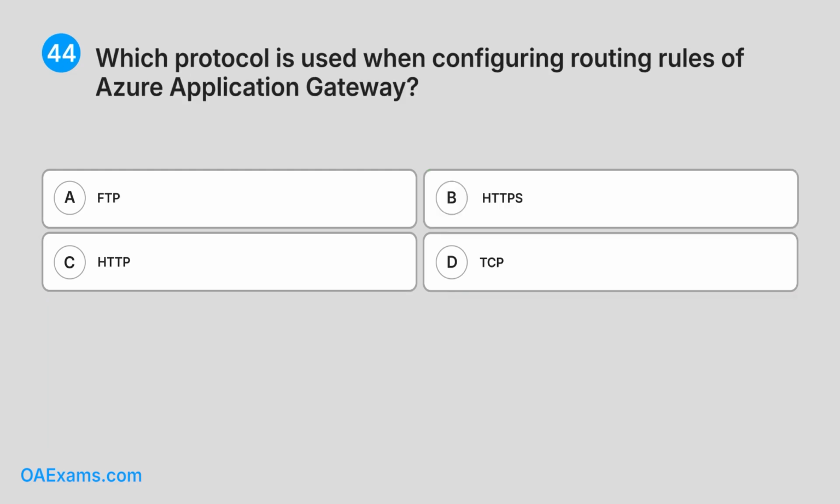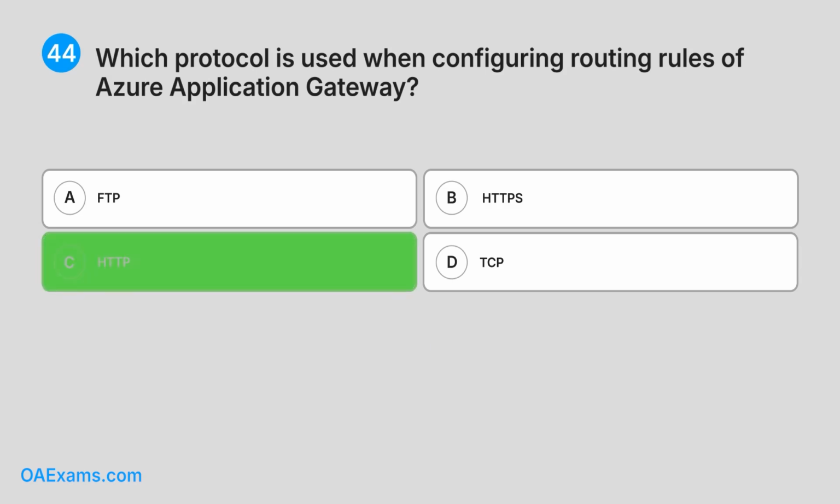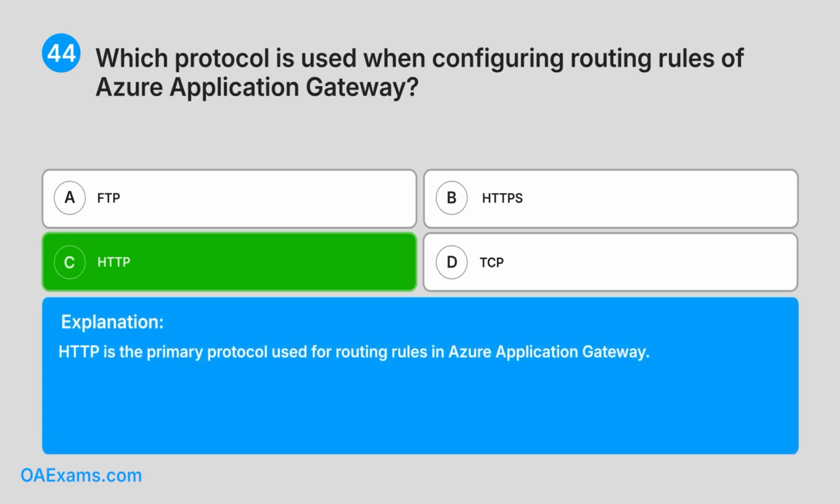44. Which protocol is used when configuring routing rules of Azure Application Gateway? A. FTP. B. HTTPS. C. HTTP. D. TCP. Do you know the answer? Correct answer: C. HTTP. Explanation: HTTP is the primary protocol used for routing rules in Azure Application Gateway.